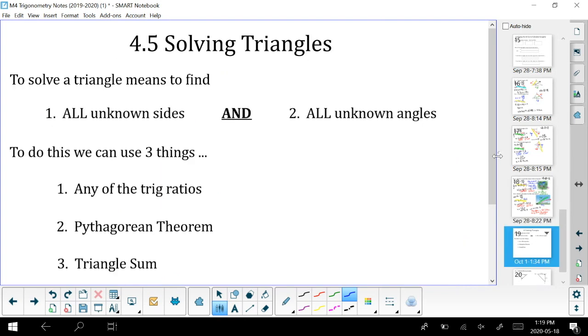So our last section in this outcome is to figure out how to solve triangles. Now, to solve a triangle, it means to find all of your unknown sides, every single one of them, and all of your unknown angles. So basically, you're trying to figure out everything in a triangle. Now, again, you need to understand the difference between solving for a side or an angle versus solving triangles. So hopefully that clarifies some of the questions you might have for your teacher if they ask you to solve for a triangle or solve for a side or an angle.